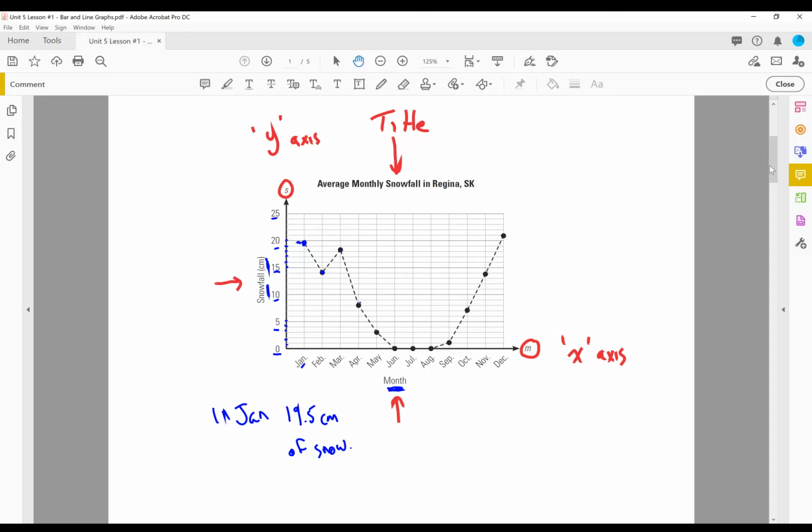Now, if the snowfall went from, let's say one month had 100 centimeters of snowfall, which would be a lot, but let's say that it did, then we might have to adjust the scale to fit the graph on this axis here, okay? And so you pick the scale. On the bottom, the x-axis or the m-axis, the scale will be just 1 month at a time, basically. So January, then February, then March. And again, you pick that scale, okay?